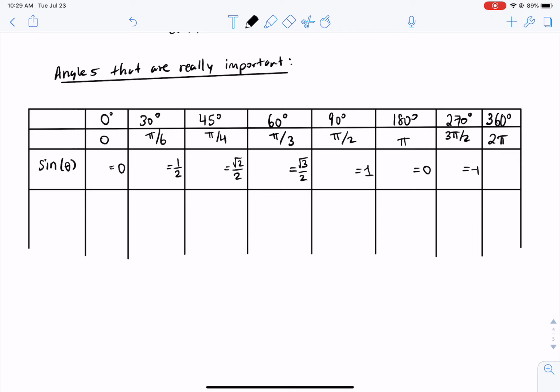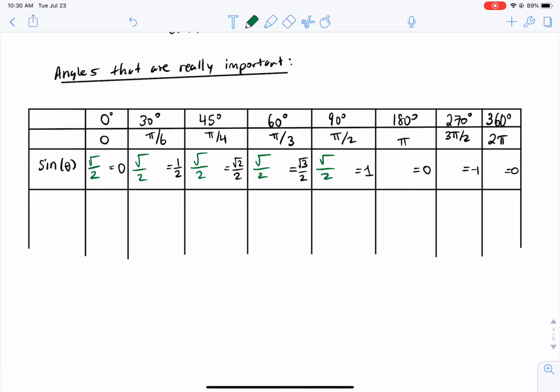And then 360 degrees is back to 0, right? So that's going to go back to 0. The way that I remember it, at least the ones between 0 and 90, I just write this out like this: the square root of something over 2, the square root of something over 2, the square root of something over 2, the square root of something over 2, the square root of something over 2. These are like the 5 fundamental angles, right?